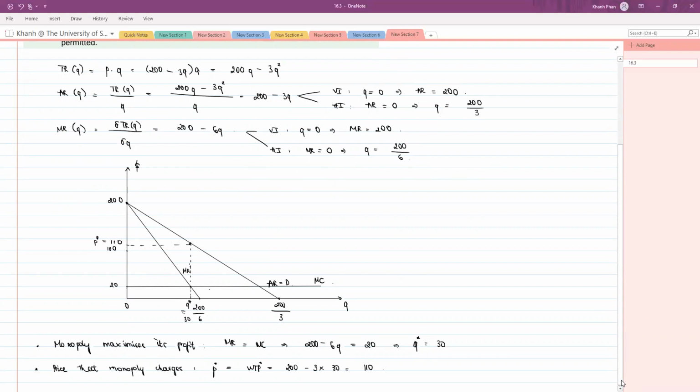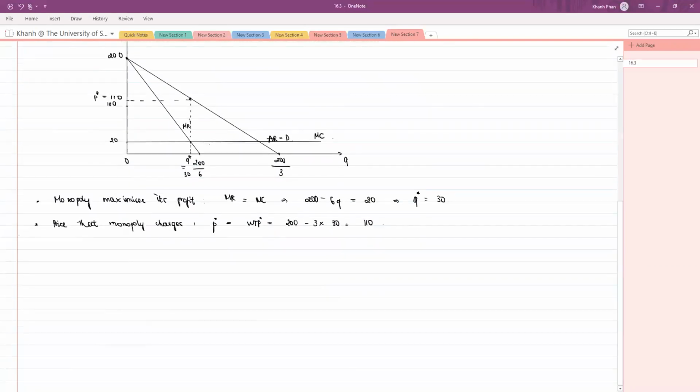Okay, so the profit is just going to be, so the maximum profit, I call it pi star. It's just going to be the difference between the total revenue minus total costs. Okay, so total revenue is P times Q star, and total cost is just going to be, in this case, the marginal cost times Q star.